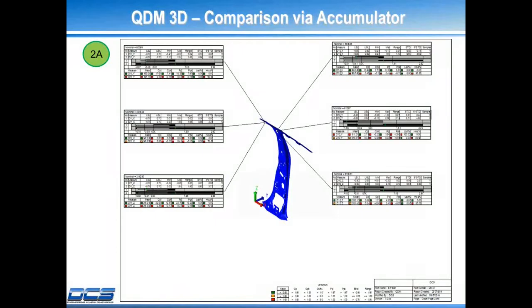So here's just a page excerpt from a report. This is the same data that was on the excerpt that had comparators overlaid, and now it has accumulator style charts instead. So this gives you a very clear picture on multiple features or on the top of the B-pillar, how if there is any mean shift along the assembly, you could very easily look at it in one page.